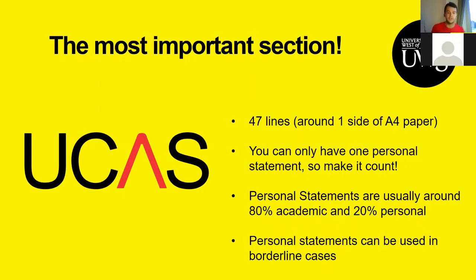So personal statements are usually around 80% academic, so about what you've done in college, what you've done outside of your school and college life, to make sure you're suitable for the course which you're applying for, and 20% personal, so a bit about yourself and what you like to get up to outside of school and college as well, because it shows you're integrated into university life and that you want to continue something maybe, or try something completely new, either a sport or society at university.